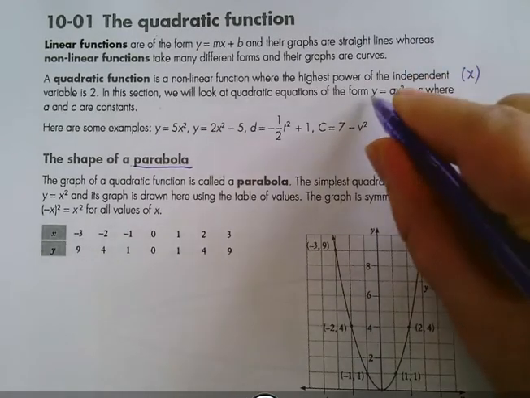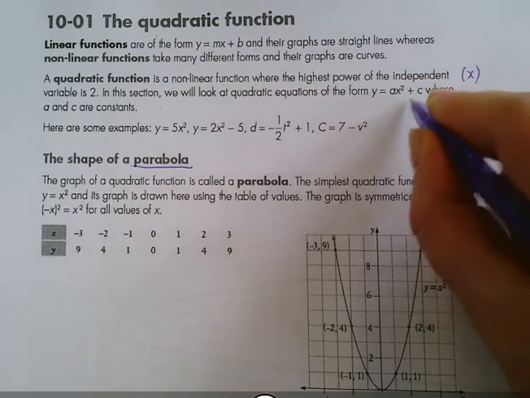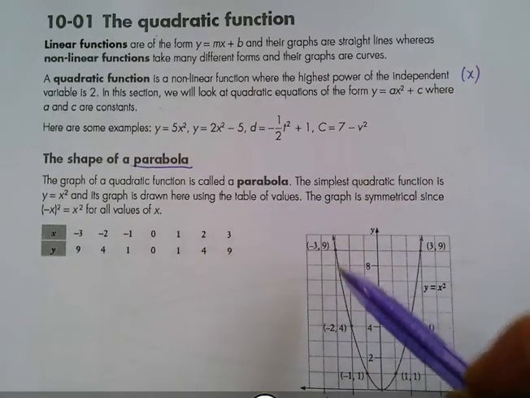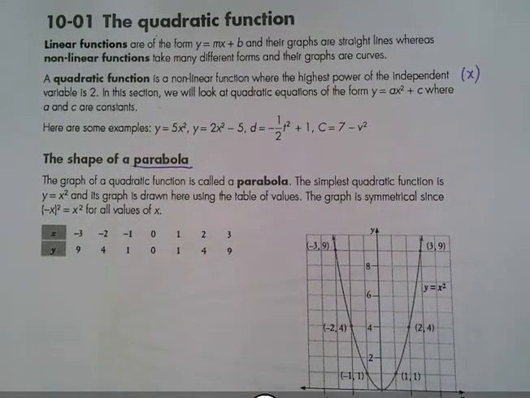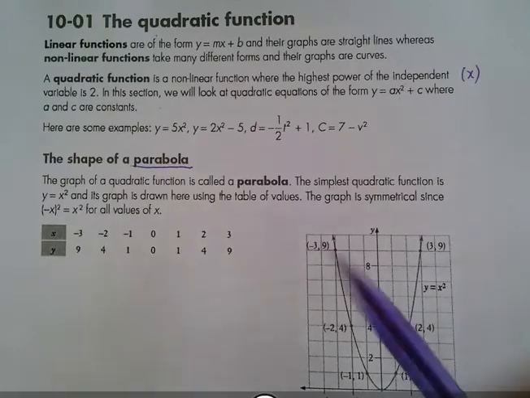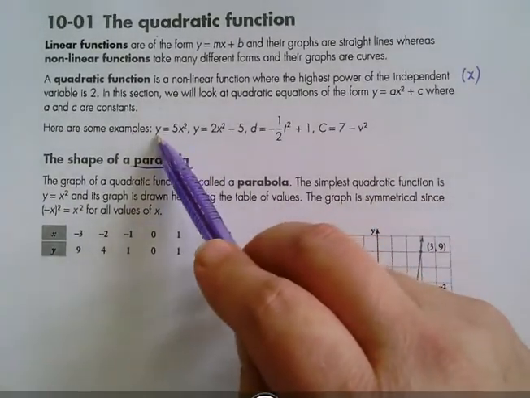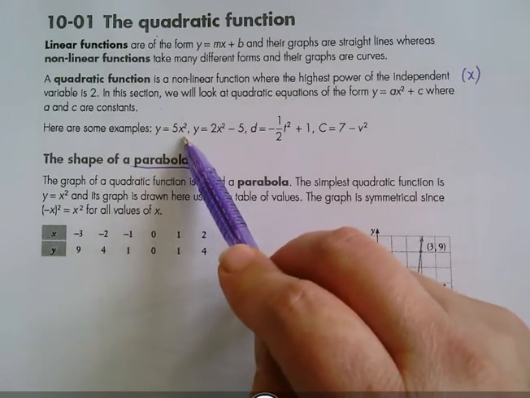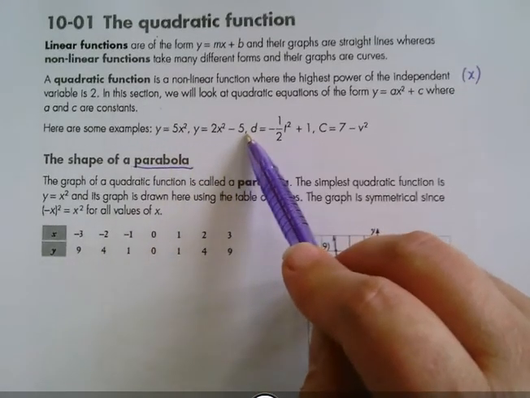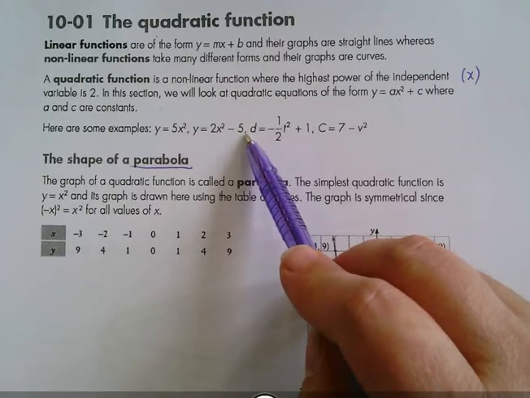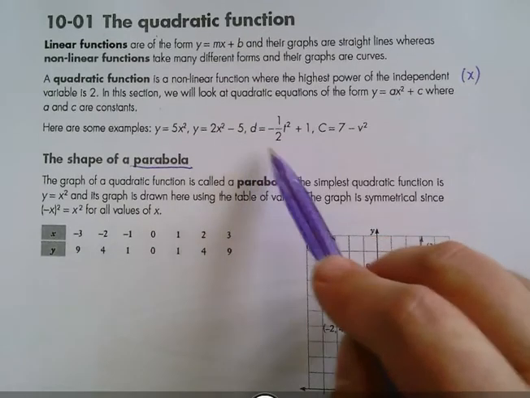It'll be something like this: y equals ax squared plus c, where a and c are different constants. And in today's lesson, we're investigating what happens if you change the values of a and c. For example, y equals 5x squared, y equals 2x squared minus 5. We're going to learn how to draw these and to recognize them quickly.